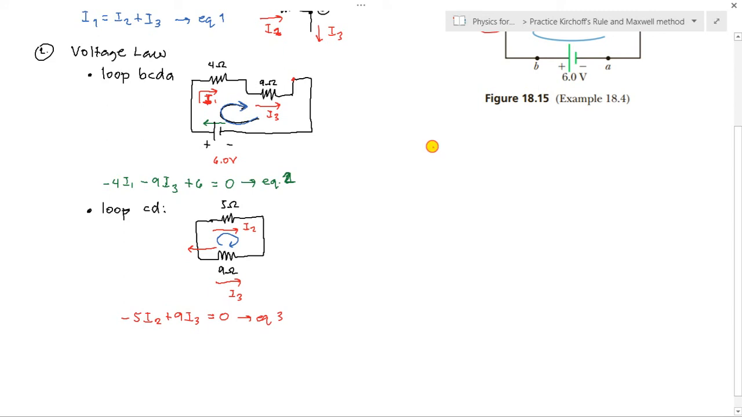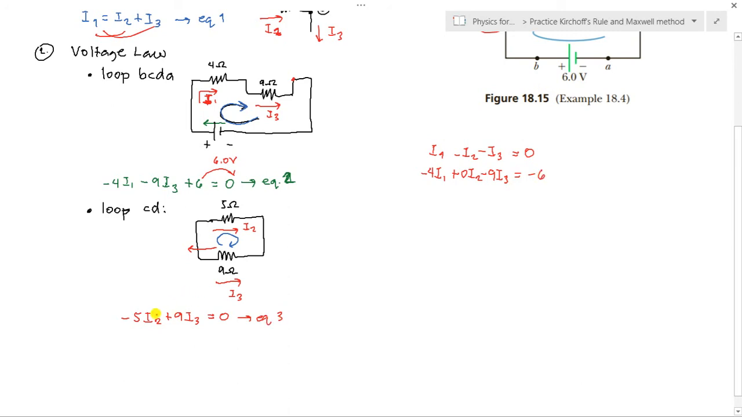So for equation 1 we have I1 minus I2 minus I3 is equal to 0, with everything transposed. Next for equation 2 we have negative 4I1, plus 0 I2, since we don't have I2 here, only I3, so that is minus 9 I3. We're going to transpose this 6 to the other side, so we now have negative 6 here. That is for our equation 2.